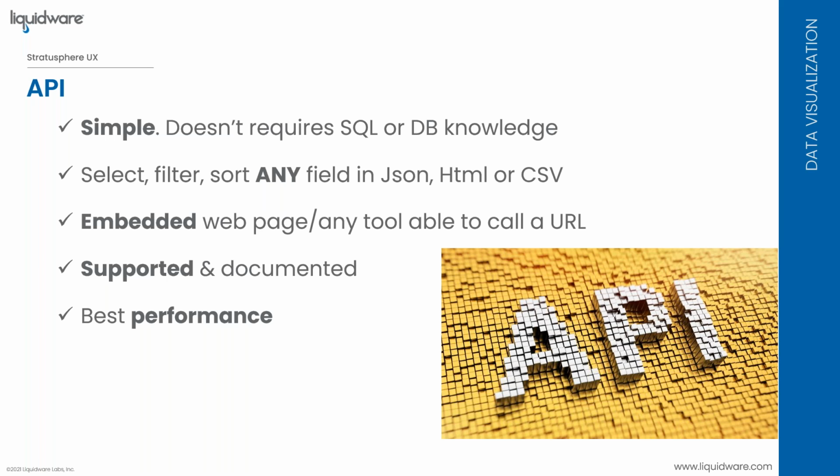And the second thing is it gives me access to every single field. So all the data that I see in the UI of Stratusphere, I can access through the API, no limit, whether it's pure inventory or just metrics. It's the simplest access possible. It's basically a URL. And probably the one that I don't care about because I work at Liquidware, but you might: it's fully supported.